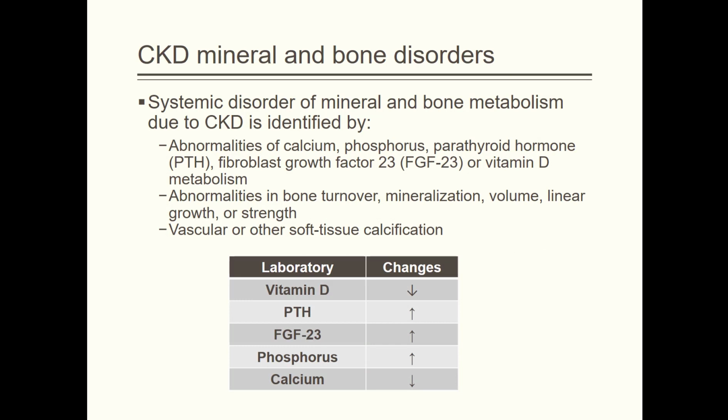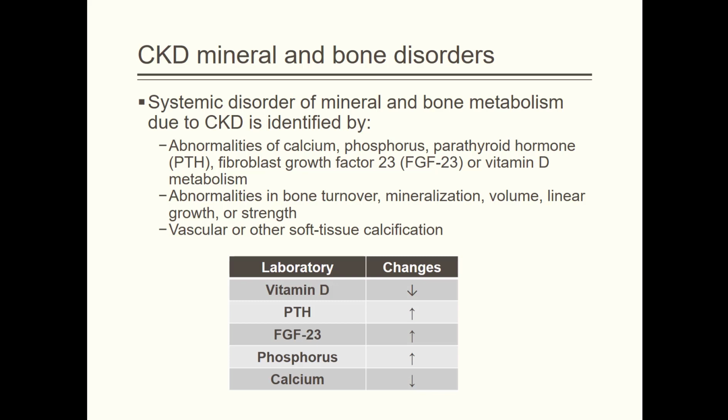What are the chronic kidney disease, mineral and bone disorders? These are systemic disorders of mineral and bone metabolism associated with chronic kidney disease. They are reflected in abnormalities in calcium, phosphorus, parathyroid hormone, fibroblast growth factor 23, and vitamin D metabolism. These derangements result in abnormalities in bone turnover, bone mineralization, bone volume, linear growth, or strength. They may be associated with vascular or other soft tissue calcification.